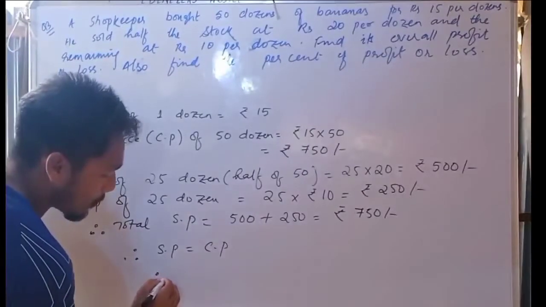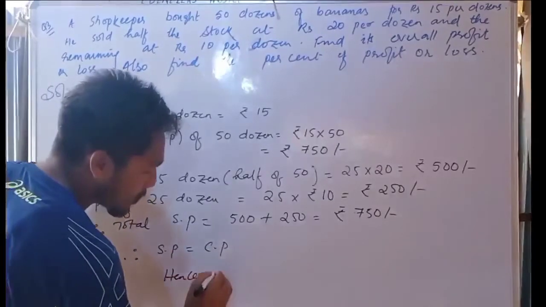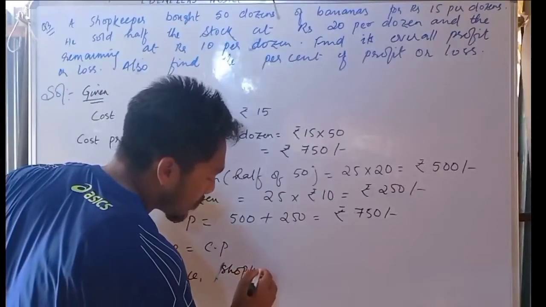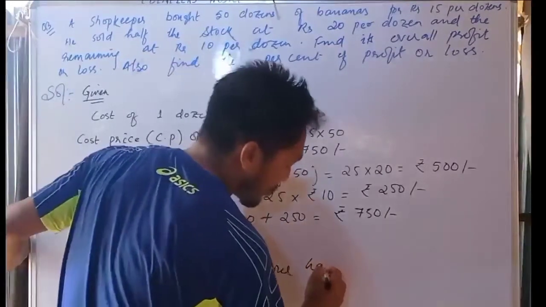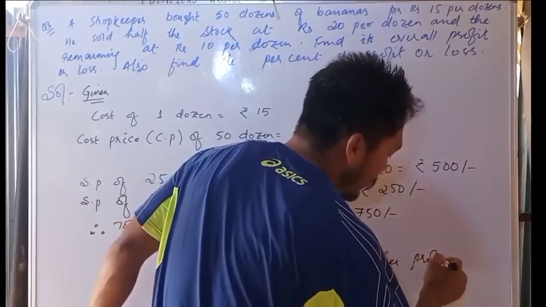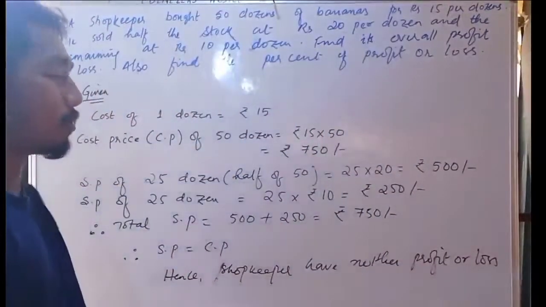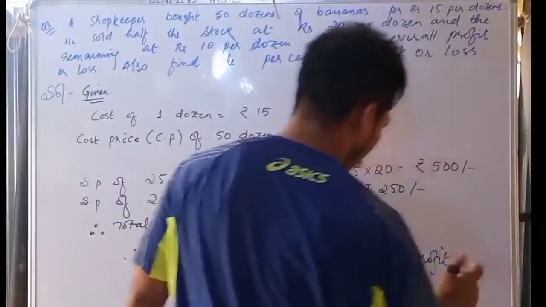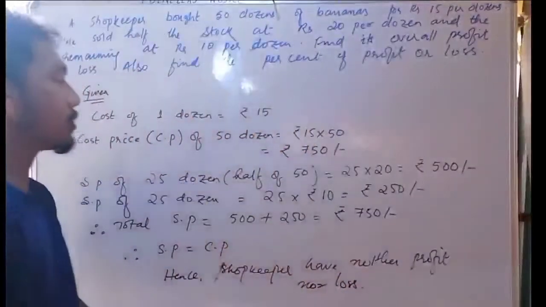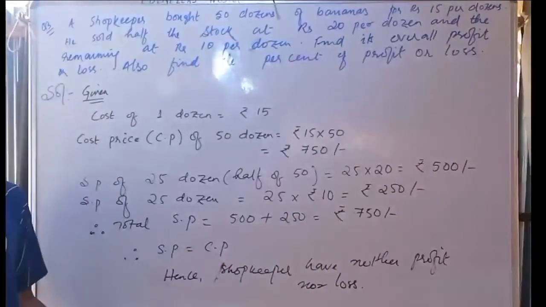Therefore the shopkeeper will get neither profit nor loss. He will not get any profit and also no loss. That means no profit and no loss. Okay, this is our next question, number 3.